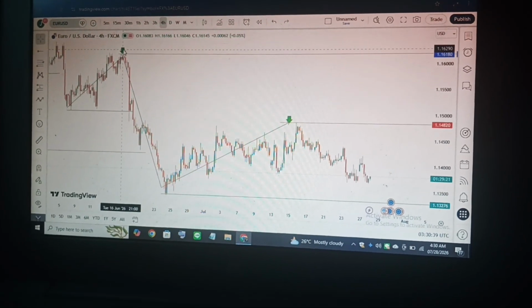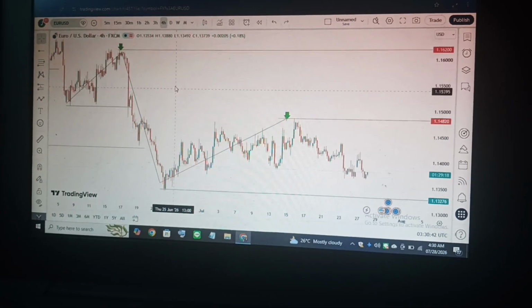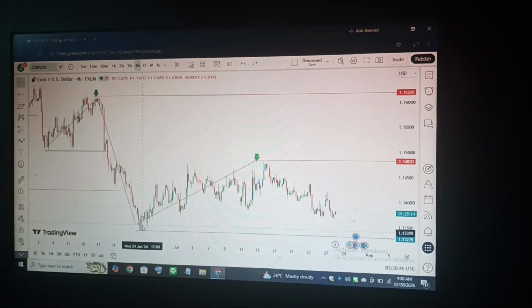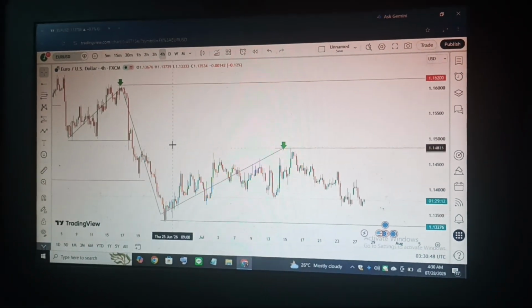Now this was the, hold on. I know this is not really. Now because this was the high that led to the break of structure, this was more like the daily trading range. Now we scale down to the 4 hour.